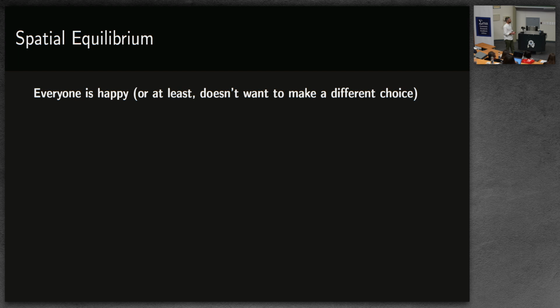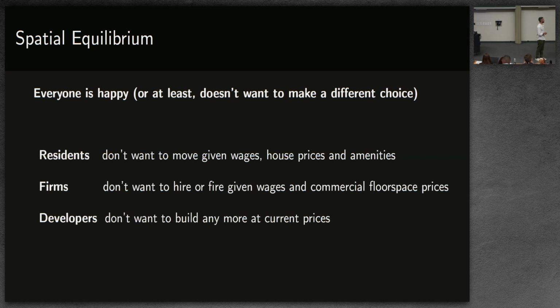And so this concept that we use in urban economics is one of spatial equilibrium. The idea can be summarized either by saying that everyone is happy, or really that they don't want to make a different choice. Okay, so what does that mean for these different actors? For residents, it means you've chosen to live somewhere and you've chosen to work somewhere, and now given the price of housing in different places and given wages, you don't want to move. So you're happy given amenities, house prices, and wages. You're happy with your choice. You don't want to do something else.